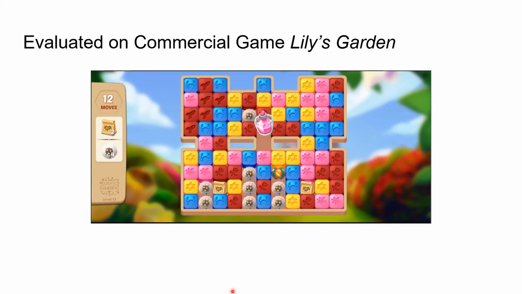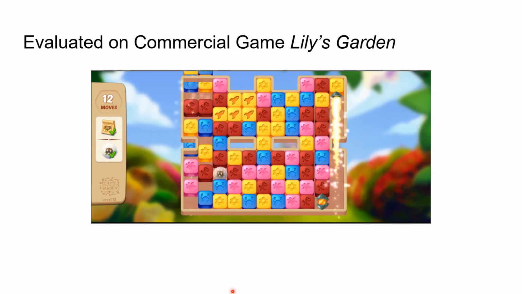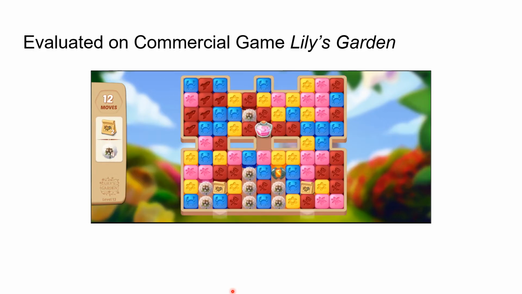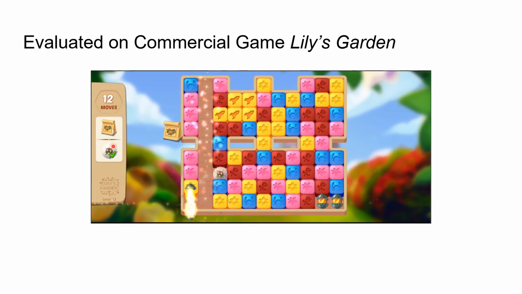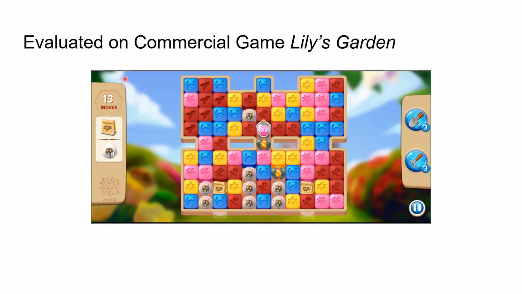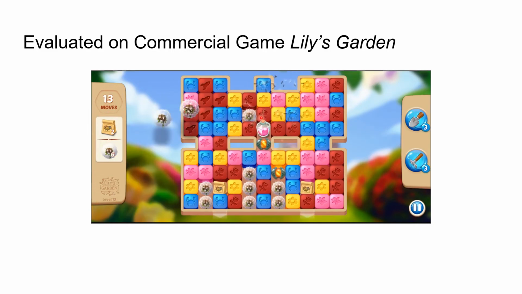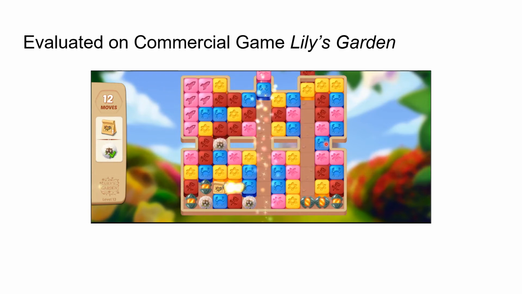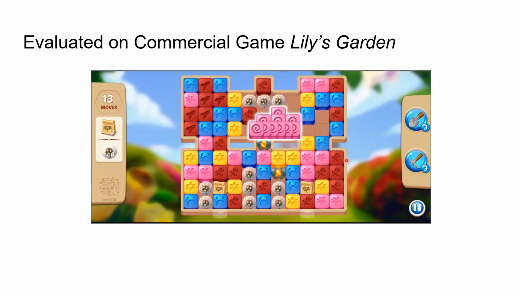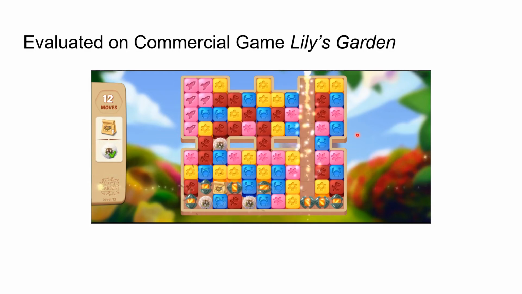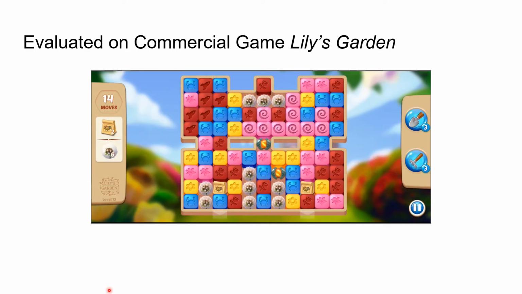In order to validate our approach, we use data from the commercial game Lily's Garden by Tactile Games. It's a mobile puzzle game where you have to complete a number of goals within a certain number of moves. The game is not deterministic, so the colors that drop down and so on depend on the random seed, and thus you cannot always be sure that one tactic works in all iterations.